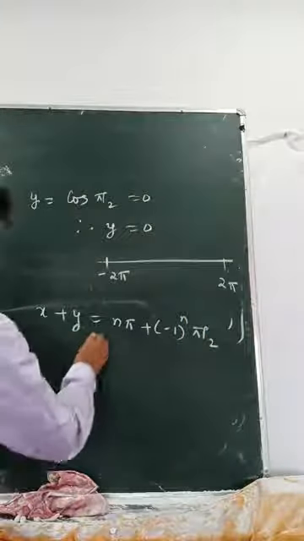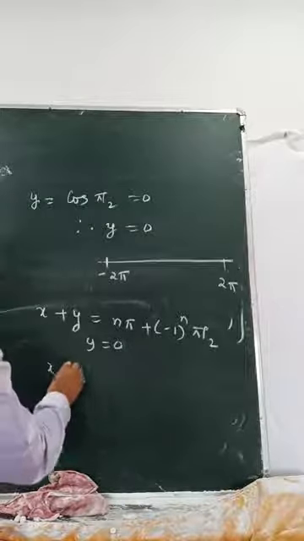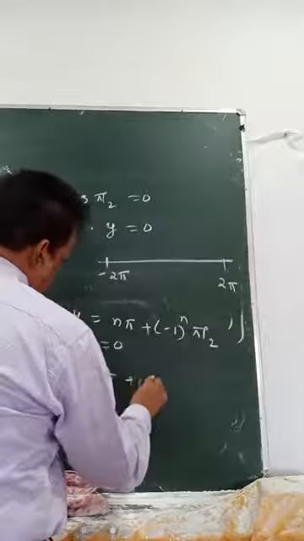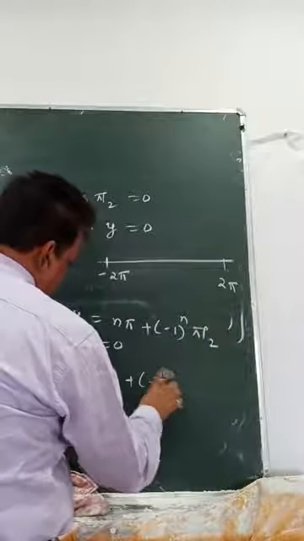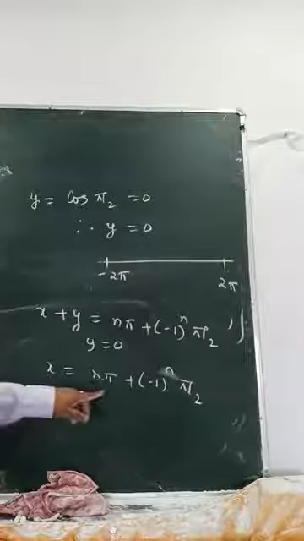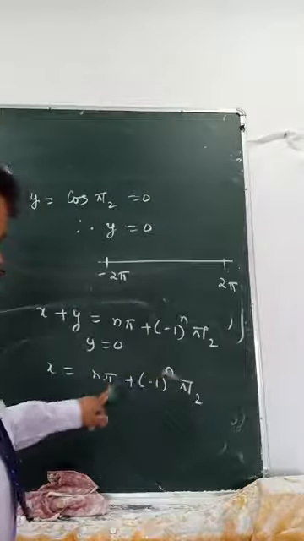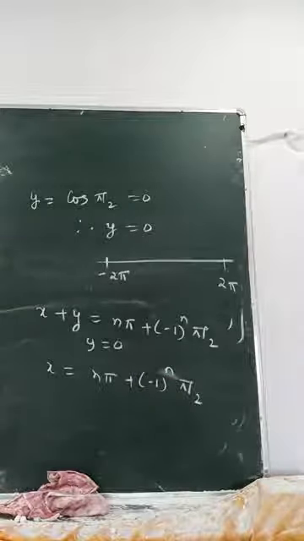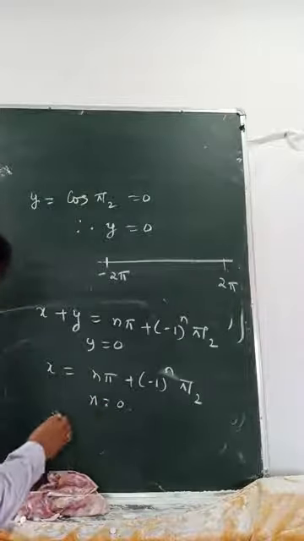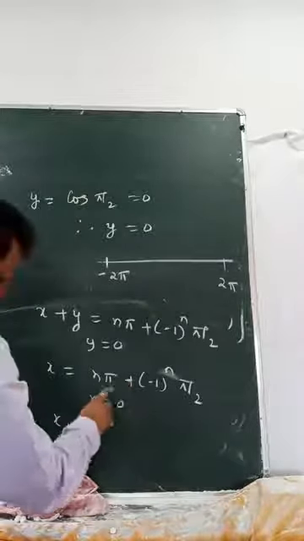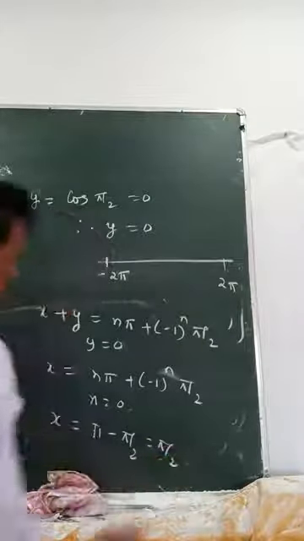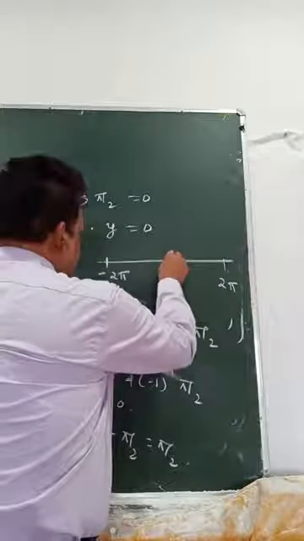Okay, but y is 0. So x equals n pi plus minus 1 to the power n pi by 2. Now if I put n equals 0, x will be how much? When n equals 0, x will be pi minus pi by 2. That means pi by 2 you got. Look at the point. You are getting pi by 2.